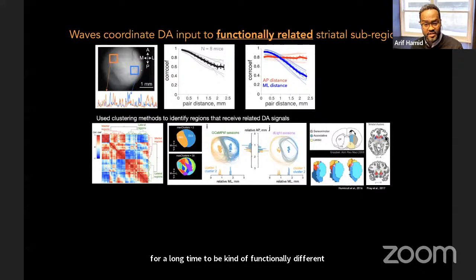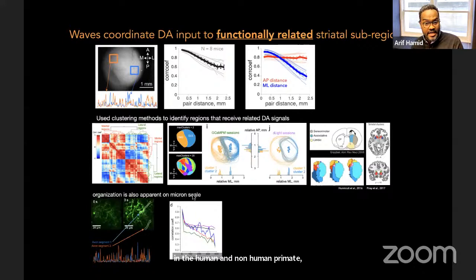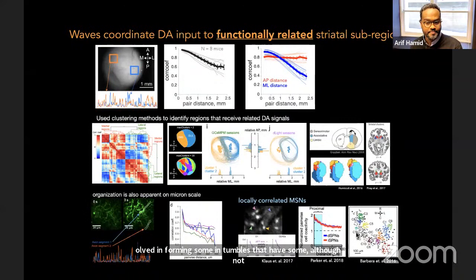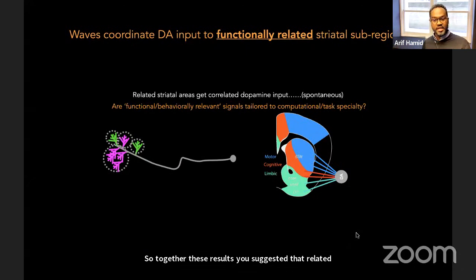brains also. These center-surround organization patterns are also observed on the micron scale in axon lattices in the striatum. And we thought these were interesting because the activity of medium spiny cells has been reported across several labs to be organized into these center-surround patterns, which suggests they might be involved in forming some ensembles that have some, although not full, spatial relationships. And so together, these results really suggested that related striatal subregions end up getting correlated dopaminergic inputs.